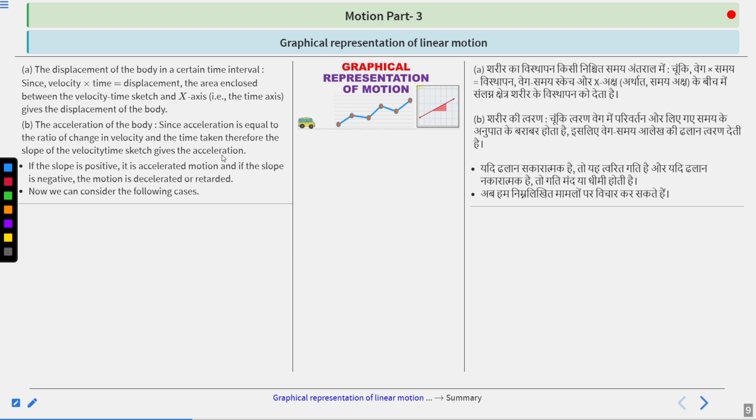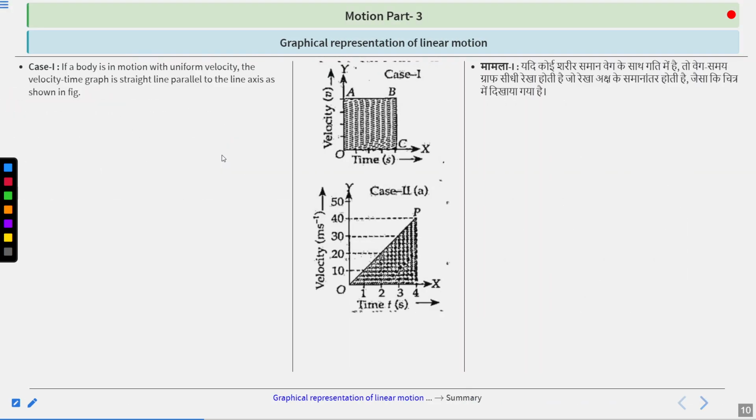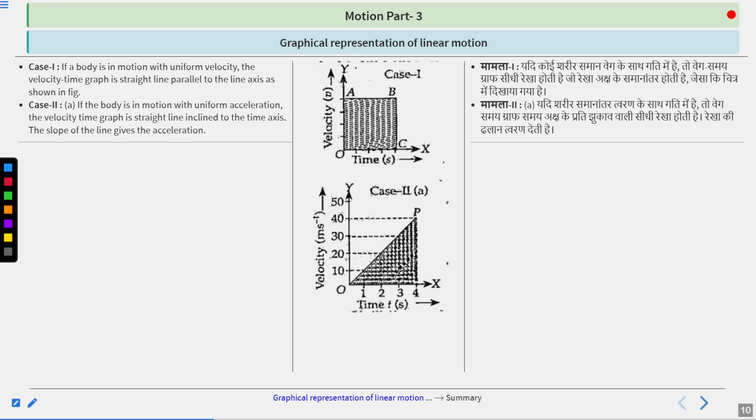Now we can consider the following cases. Case 1. If a body is in motion with uniform velocity, the velocity time graph is a straight line parallel to the time axis, as shown in the figure. Like here you can see.